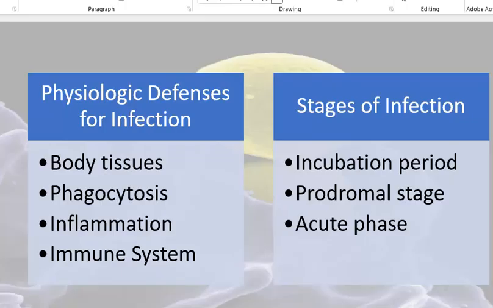So your stages of infection, you have your incubation period. This is where the pathogen begins active replication but does not cause symptoms. Could last hours to years. Prodromal stage, which is when symptoms first begin, often nonspecific. The acute phase, the pathogen disseminates rapidly, and you end up with signs and symptoms such as fever or chills.